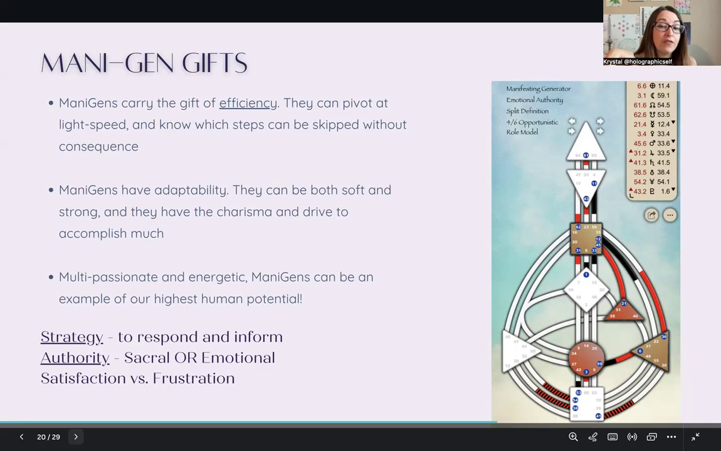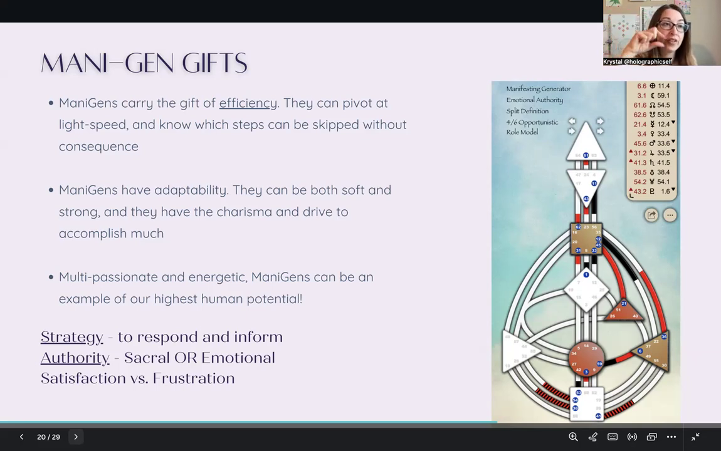Manigens carry the gift of efficiency. They can pivot at light speed, they can skip steps, and then if they decide later, oh, maybe I shouldn't have done that, they'll go back and do the steps. But they're very adaptable, they're very quick-witted, they can be both soft and strong. A lot of times they have a lot of charisma, a lot of drive. Perhaps this is expressed outwardly, or perhaps this is more of an internal thing for them. There's many, many different types of generators.